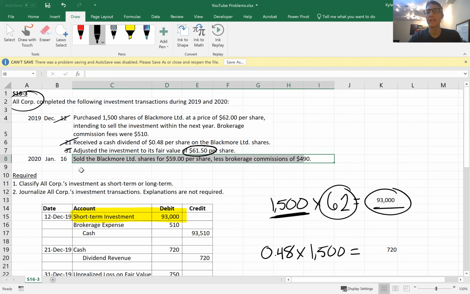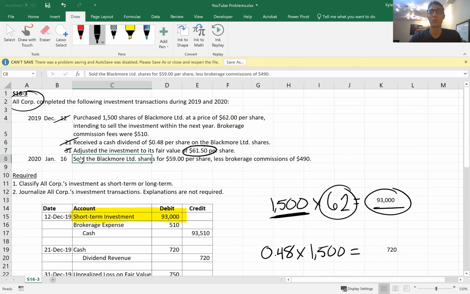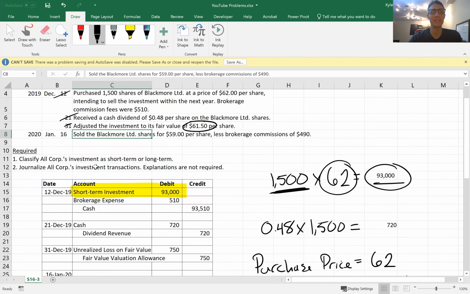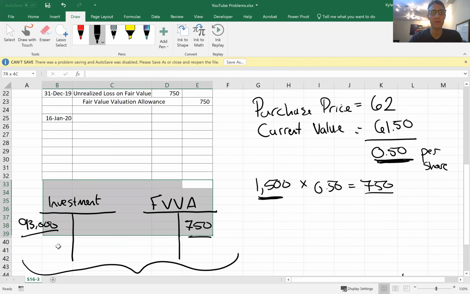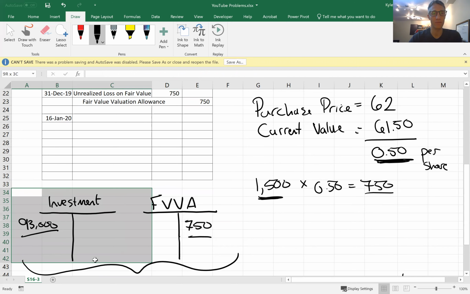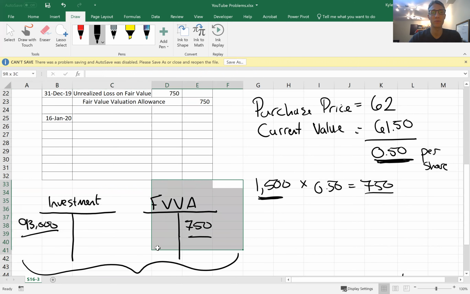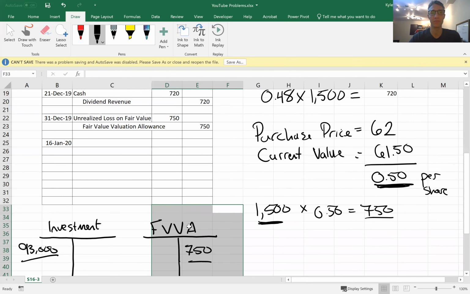All right, so what I like to do with problems like this, where we're now selling an investment that we own, is start with what is easy. What is easy is, well, there's a couple of things that are easy, actually, right? It should give you confidence. But what is easy is recognizing that you need to reduce all of your accounts related to this investment to zero. You have your investment account that we posted 93,000 to as a debit, and we have our fair value allowance that we posted to as a credit. We need to reduce those to zero.